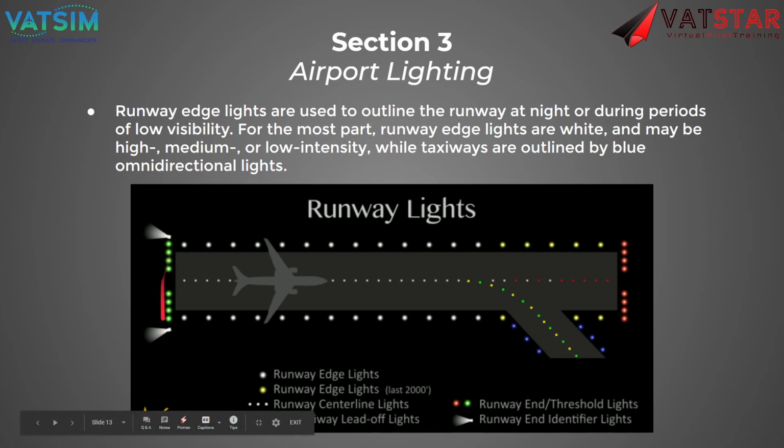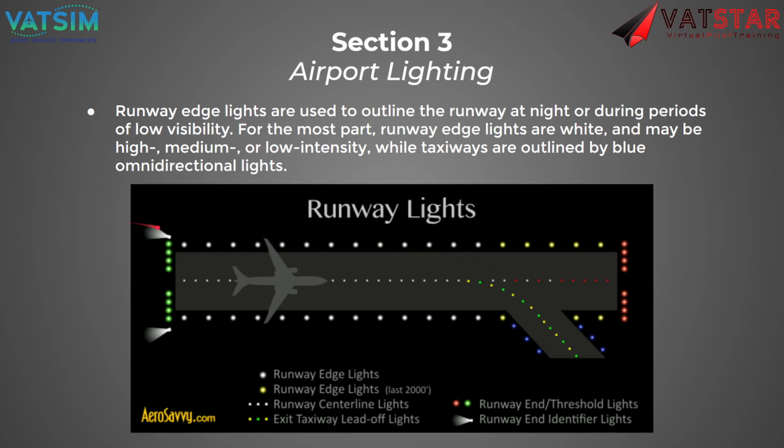The threshold is indicated by green lights. The end is indicated by red lights. The centerline lights are white until the last 2,000 feet where they begin to alternate white and red. And then the last 1,000 feet are just solid red to tell you you're coming to the end of the runway.